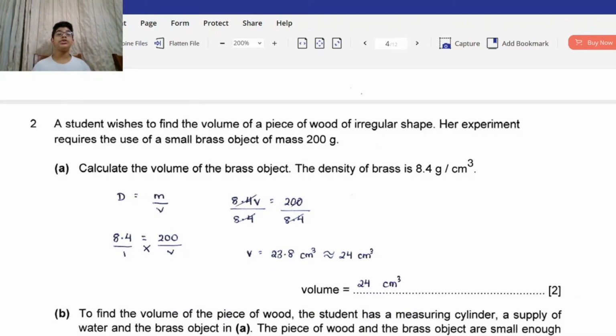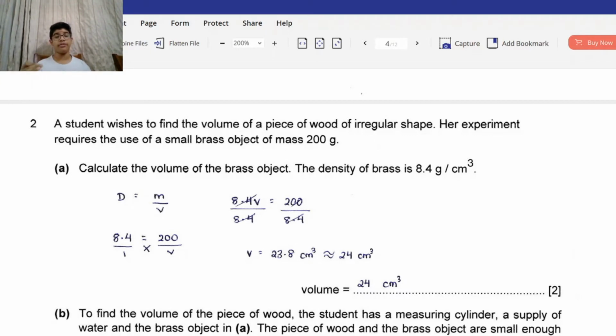Question 2. A student wishes to find the volume of a piece of wood of irregular shape. Her experiment requires the use of a small brass object of mass 200 grams. Calculate the volume of the brass object. The density of the brass is 8.4 gram per centimeter cube. Remember, density is mass over volume.